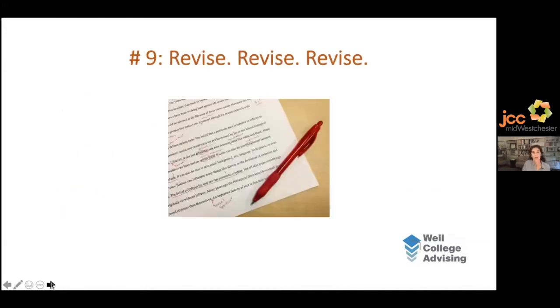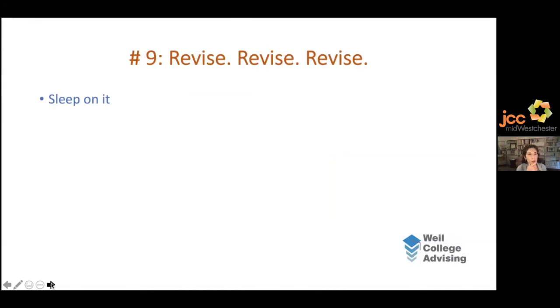Okay, tip number 9, revise. I cannot say it enough. It's so important. Sleep on it. Don't do this at the last minute. I am actually working with my students on the Common App essay right now. We have the prompts. There's no reason why you cannot start now, to have the time to brainstorm, to have the time to revise, to sleep on it, to look at it a week later. This is what's going to show who you are in front of colleges.